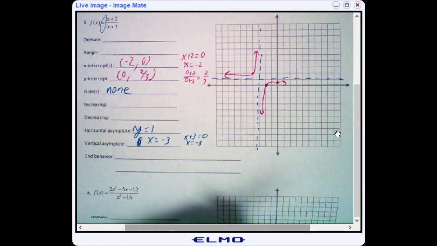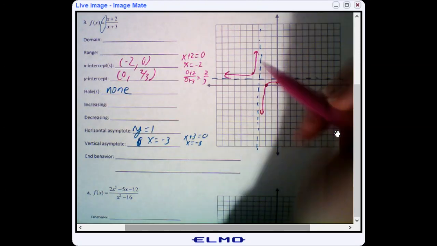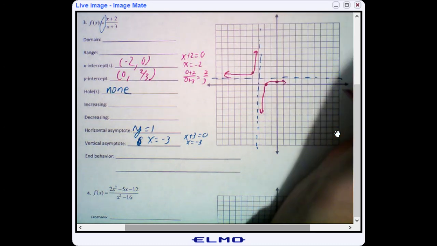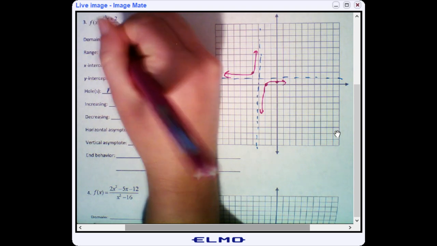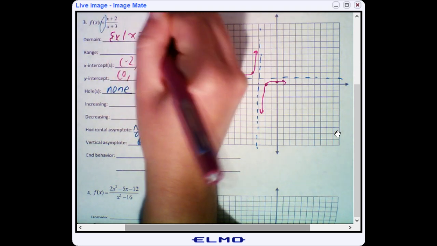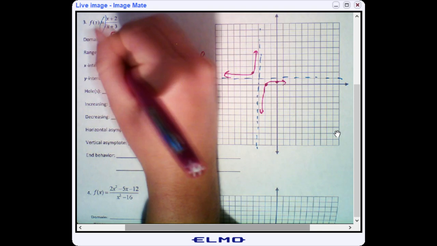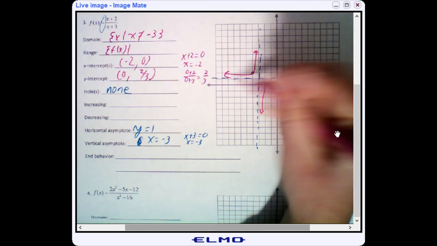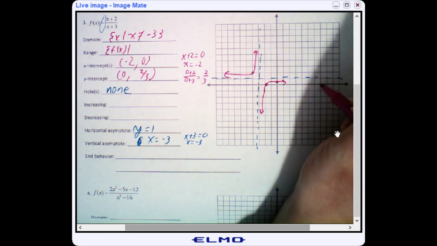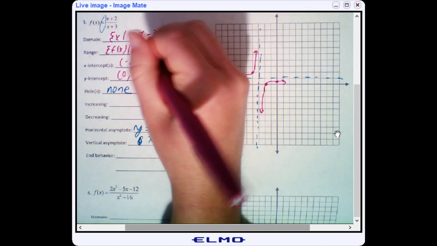For the domain and range, my domain, I can go left forever, I can go right forever. However, I have to hop over this vertical asymptote, so it's going to be everything except for -3. And for the range, I'm going down forever, I'm going up forever, but I cannot equal this horizontal asymptote of 1. So f of x, or y, cannot equal 1.